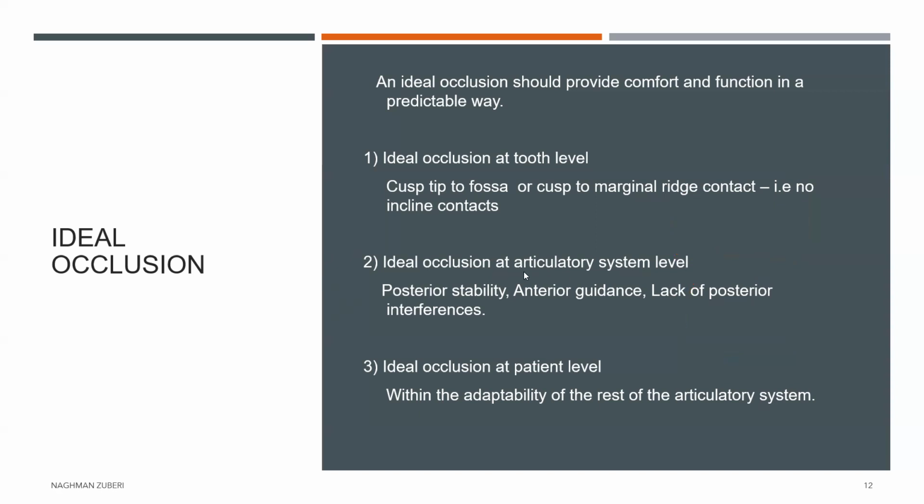Ideal occlusion at the articulatory system level: posterior stability, anterior guidance, and lack of posterior interference. Posteriorly, teeth will be stable, as I showed you. Then there should be an anterior guidance. What is anterior guidance? Anterior guidance is that anterior teeth should have sufficient overlap both horizontally and vertically. That is anterior guidance.